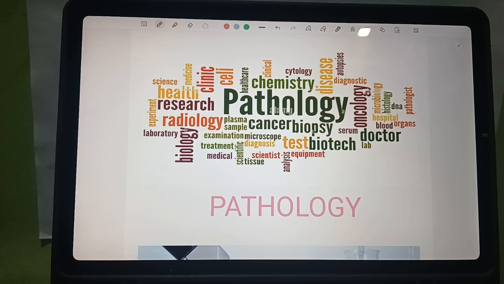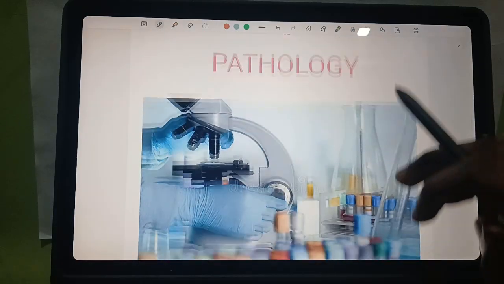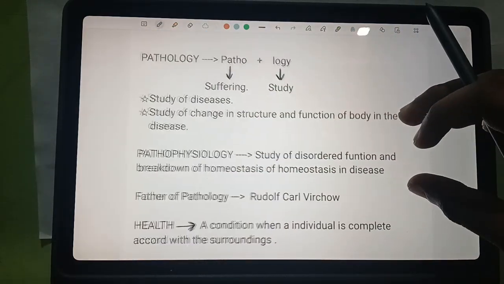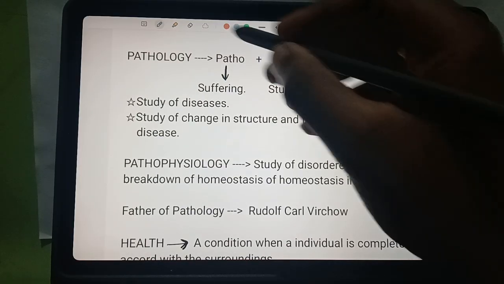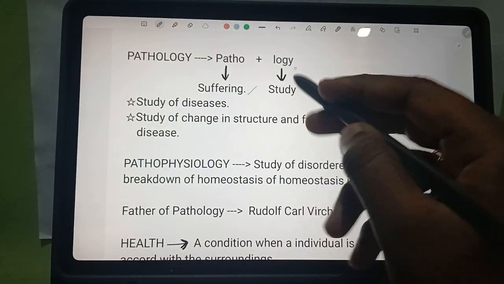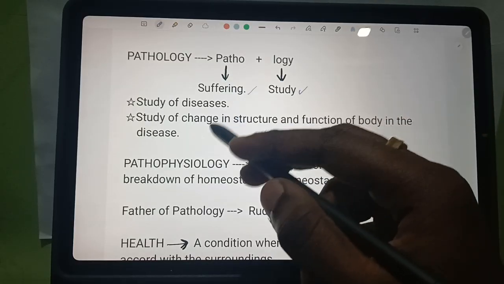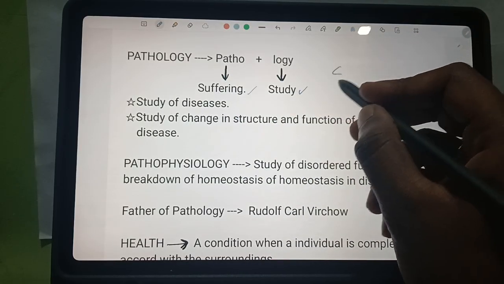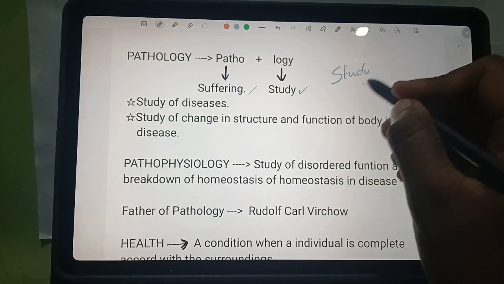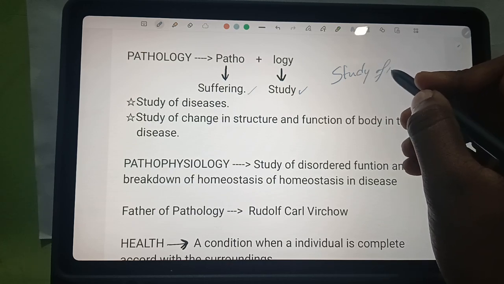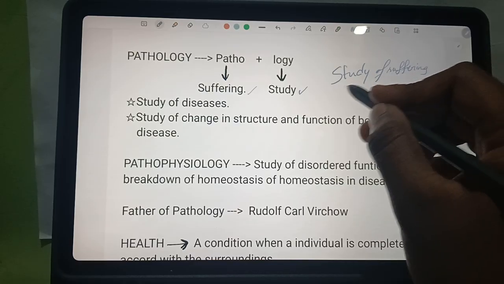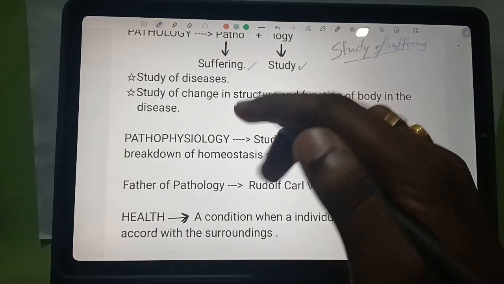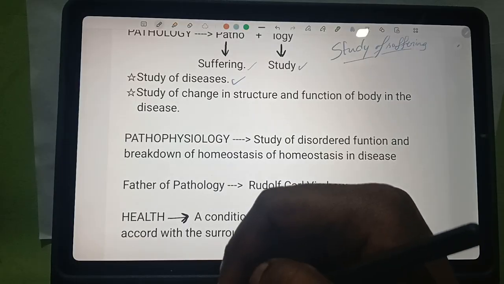Today our topic is Introduction to Pathology. Okay, let's move on to the topic. What is pathology? Patho means suffering and logy means study. It is the study of suffering. Pathology is called the study of suffering or the study of various diseases.